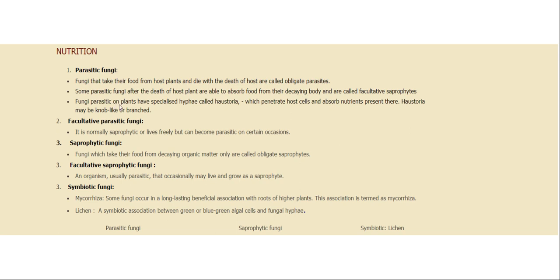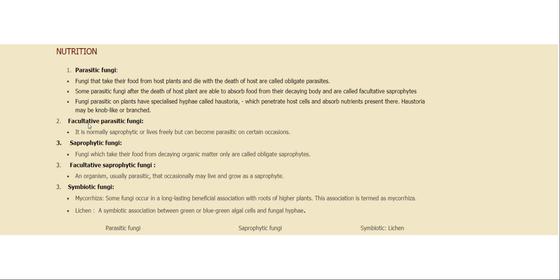Fungi parasitic on plants have specialized hyphae. So these fungi which are parasitic in nature contain a specific structure that is called haustoria, which penetrate the host cell and absorb the nutrients which are present there. Haustoria may be knob-like or branched.